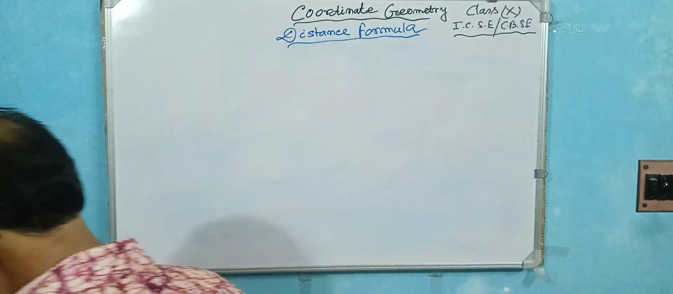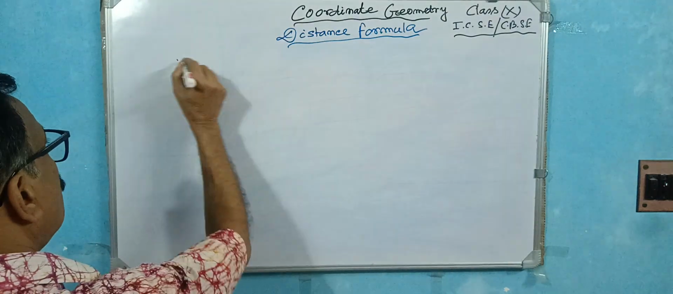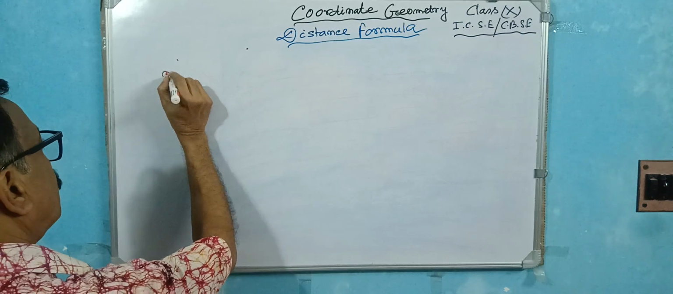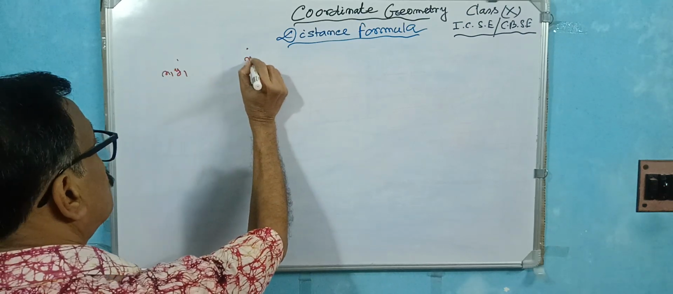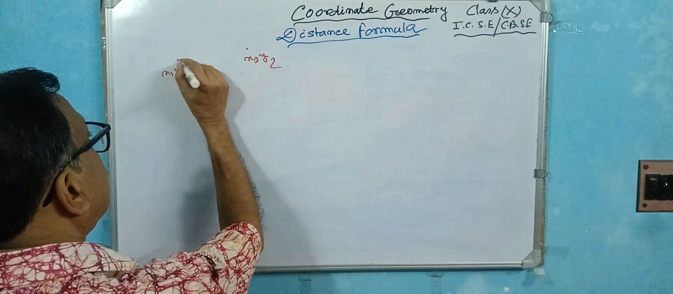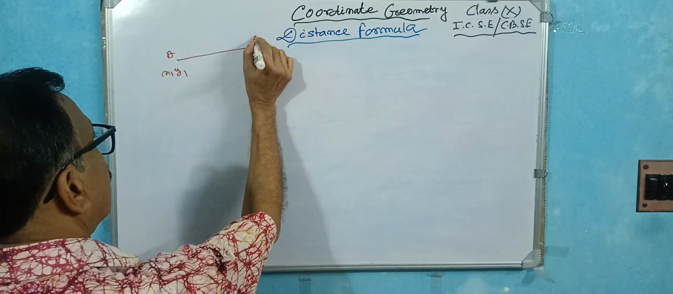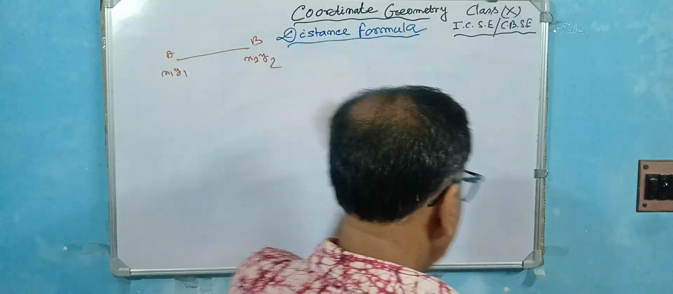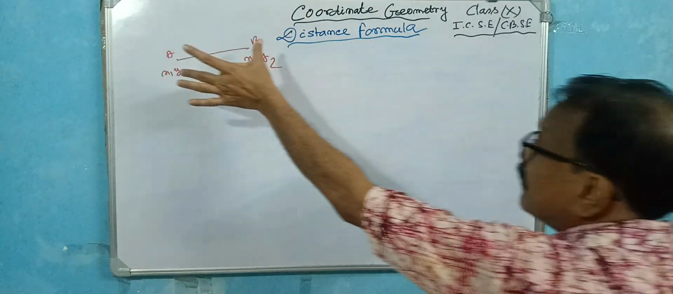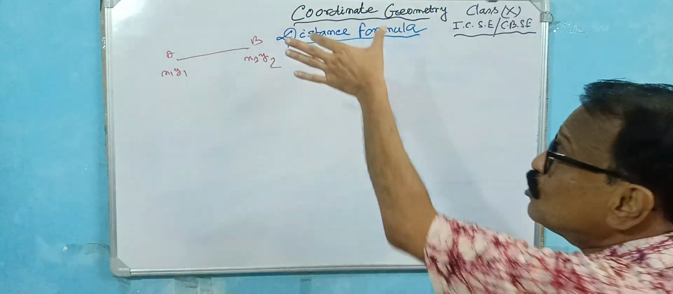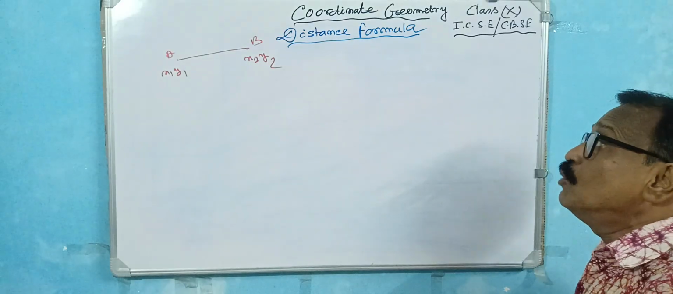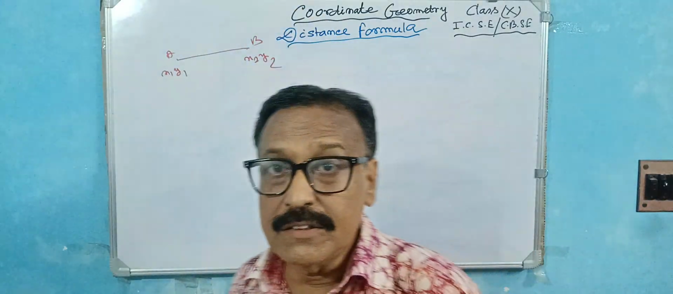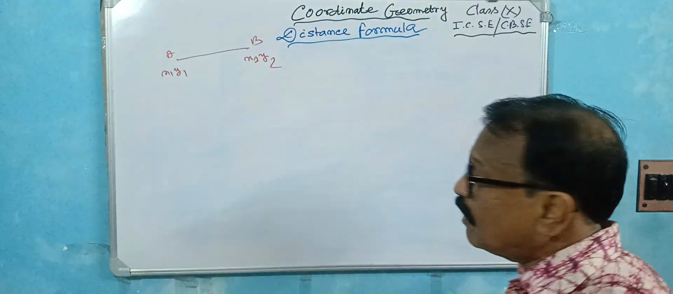This is the very important thing: if these are the two points, x1 y1 and x2 y2, so what is the distance AB? This AB line, the distance, that is what we find out under coordinate geometry, and this is called the distance formula.